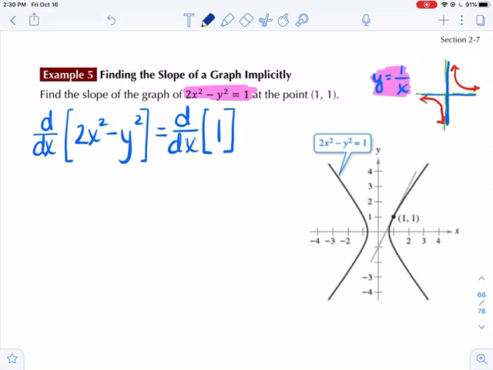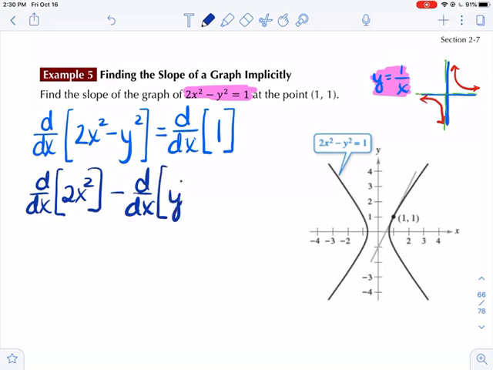So we've got 2x here. I'm going to apply the derivative rule, taking the derivative of the first term, 2x squared, minus the derivative of the second term, y squared, which is equal to the derivative of 1, which is of course just 0. So the derivative of 2x squared is 4x, minus the derivative of y squared, which is 2y dy/dx.